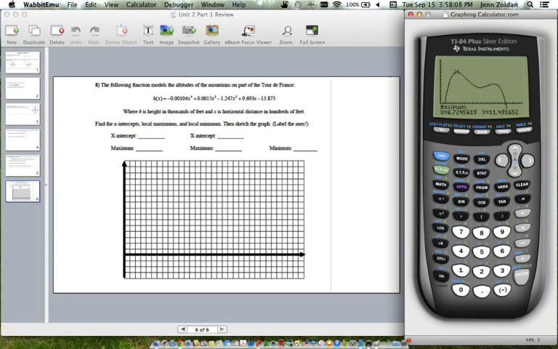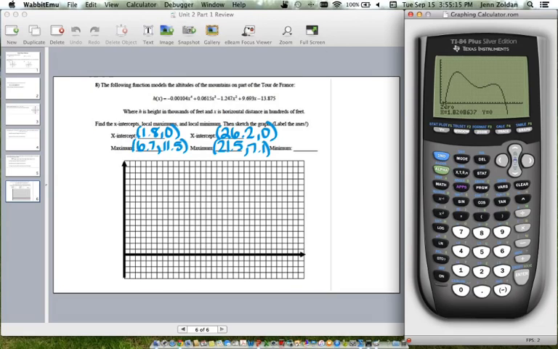So I'm going to do the same thing, hit second, and then trace, go to number 4 maximum, and I'm going to find my next maximum by moving over to the left side of that hump, hit enter. I'm going to move over to the right side of the hump, hit enter, enter again. So that's at 21.5 and 7.1, since we'll round to the nearest tenth. So 21.5 and 7.1. Last thing we need to find is the minimum.